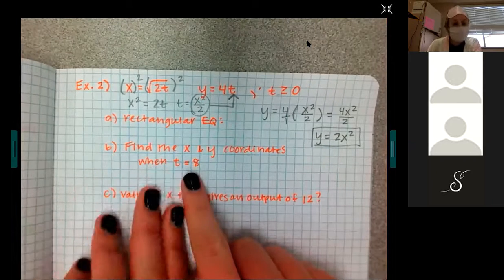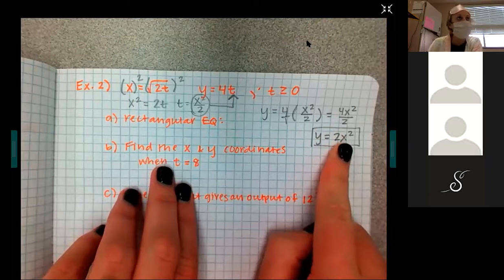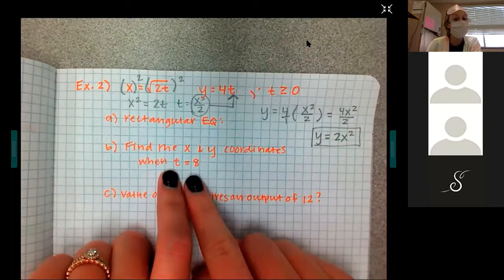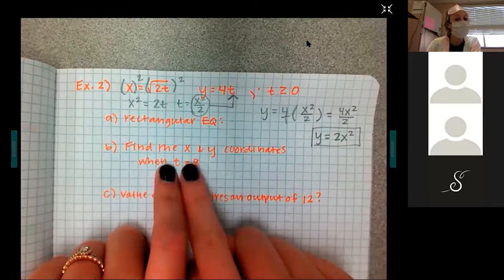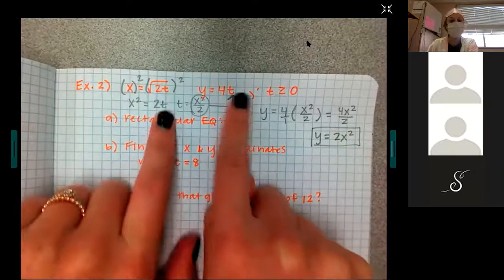I think this is where some of us were messing up. You cannot go put 8 right here. Why not? It says t equals 8, not x. So where did you guys go to find the x and the y when the time is 8? Good. Put it into the original.